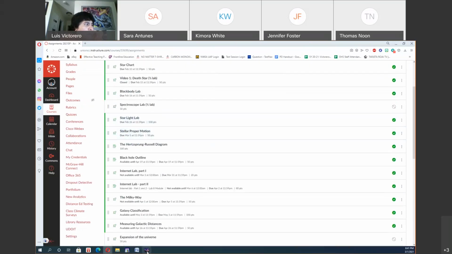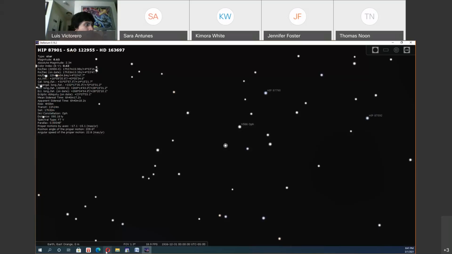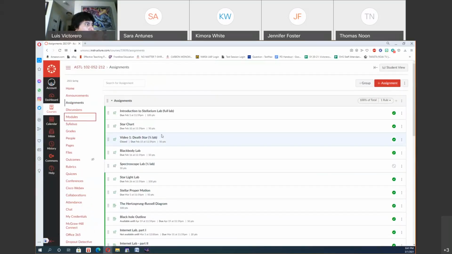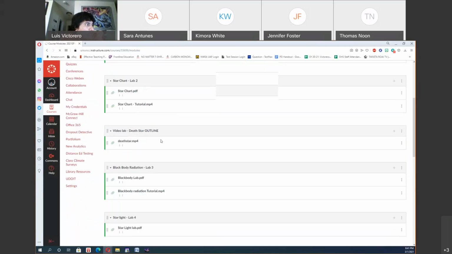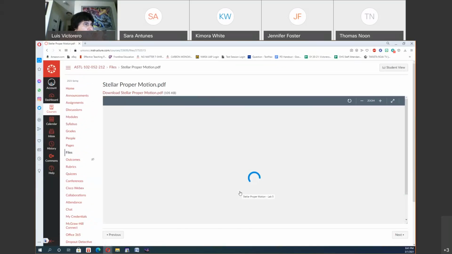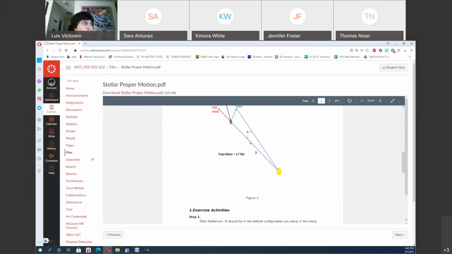Now, with the stellar proper motion, when you open the lab, you will find that you are going to be studying the radial and transverse, or tangential, velocity of a star, and then you have the two velocities. It's basically vectors, and that's the resultant. So the proper motion is given by the angle it moves per year.